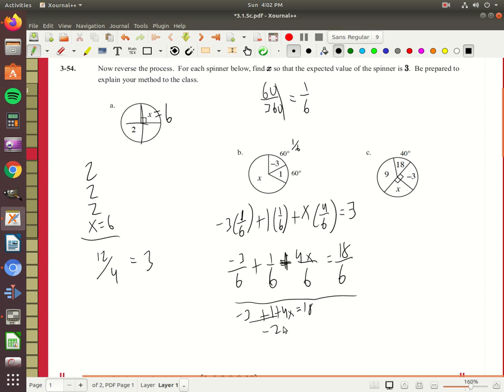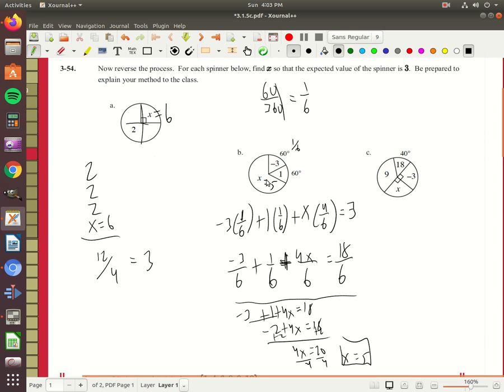So I get negative 2 plus 4x equals 18. I'll add 2 to each side. I will get 4x equals 20. Divide by 4, so x equals 5. So if this x equals 5, I would also end up getting a 3.